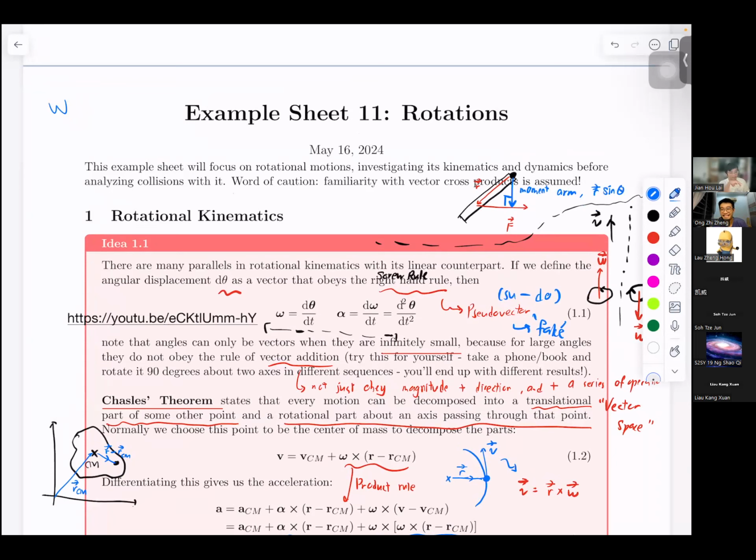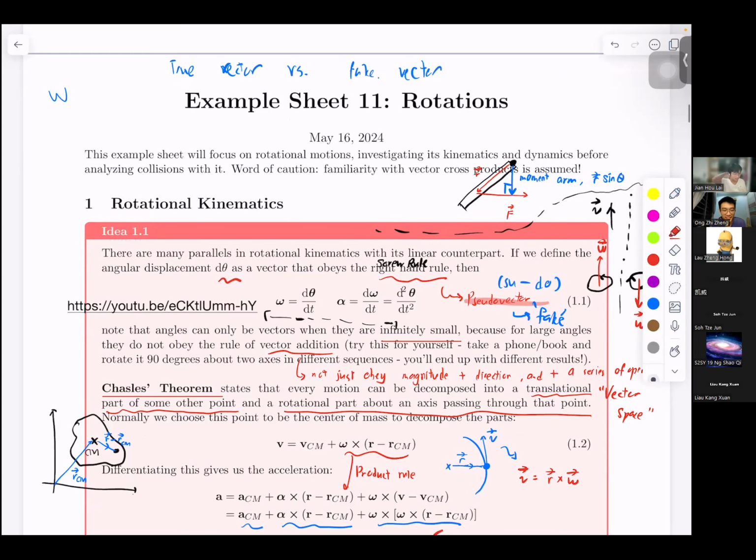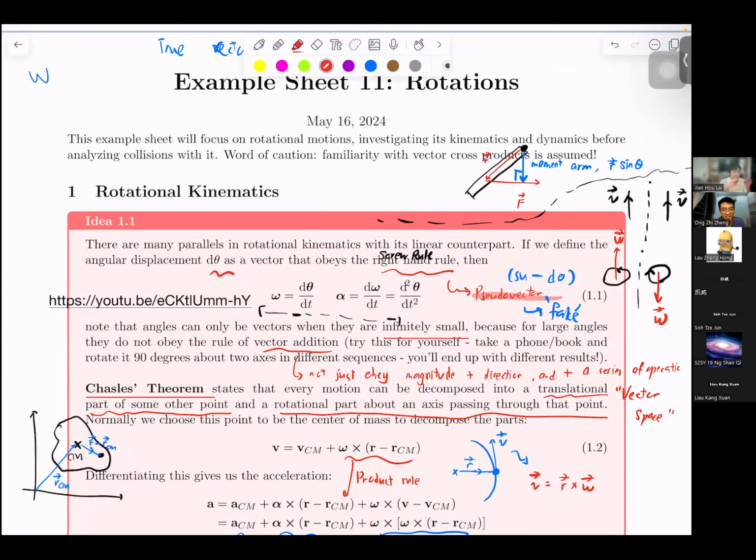So the idea is that we have the true vector and also the fake vector. We give it a fancy term, we call it a pseudo vector. Pseudo means fake. So what is a fake one? Actually, you should come to some analysis, specifically tensor analysis. I haven't gone through that, but I just give you an idea, and you want to keep it in mind.